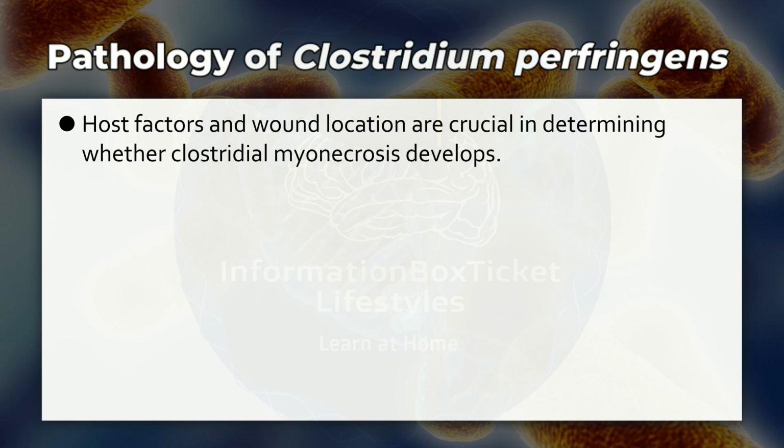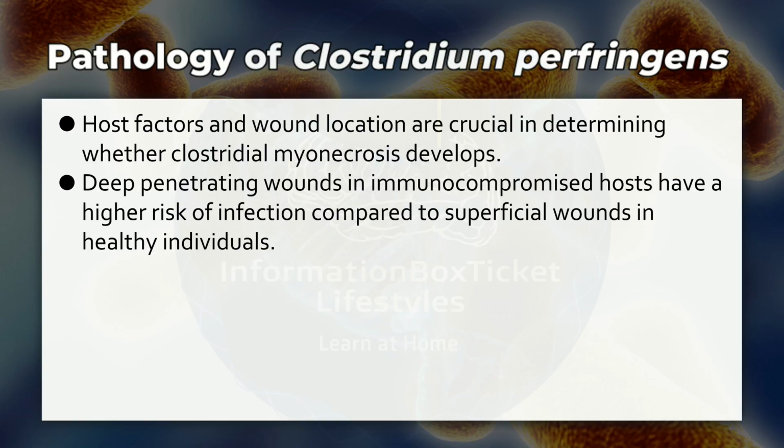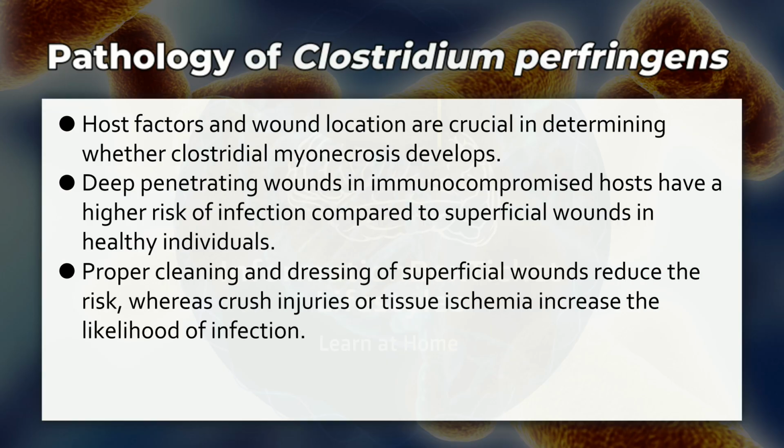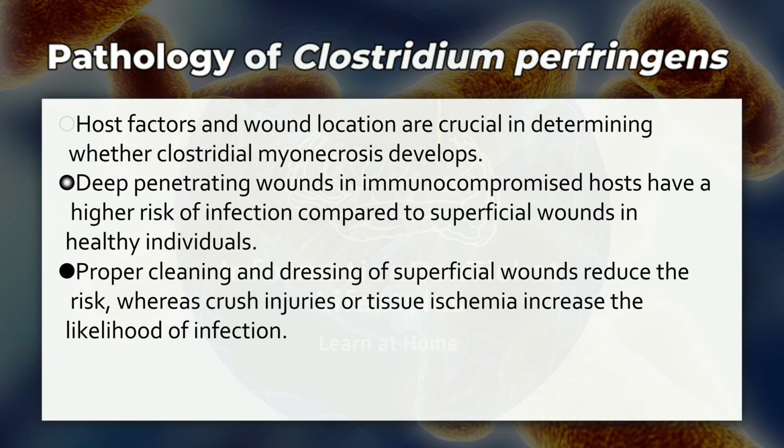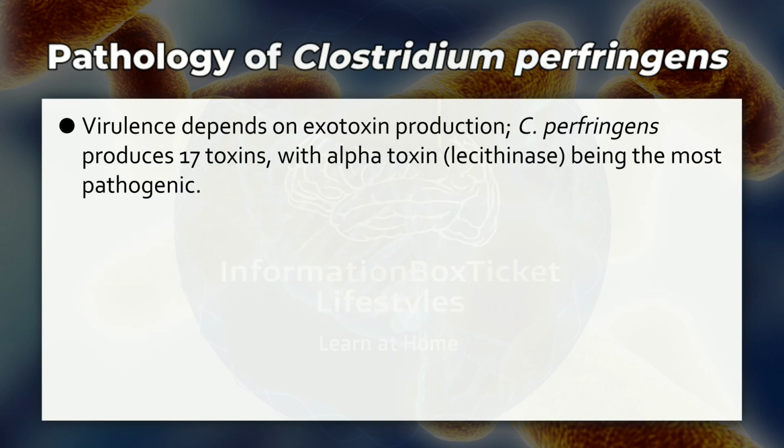Host factors and wound location are crucial in determining whether clostridial myonecrosis develops. Deep, penetrating wounds in immunocompromised hosts have a higher risk of infection compared to superficial wounds in healthy individuals. Proper cleaning and dressing of superficial wounds reduce the risk, whereas crush injuries or tissue ischemia increase the likelihood of infection. Virulence depends on exotoxin production.